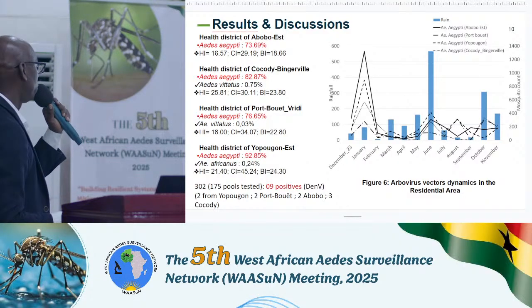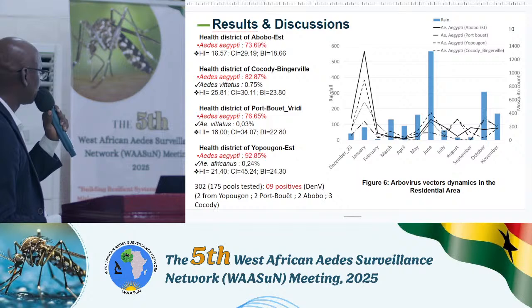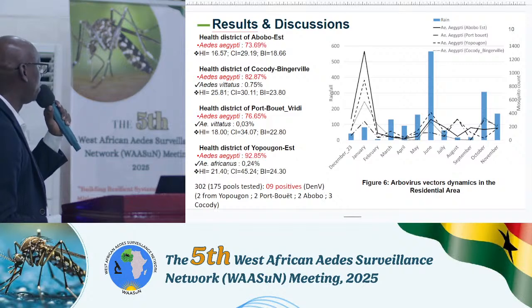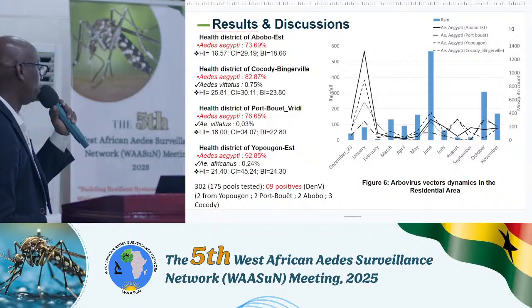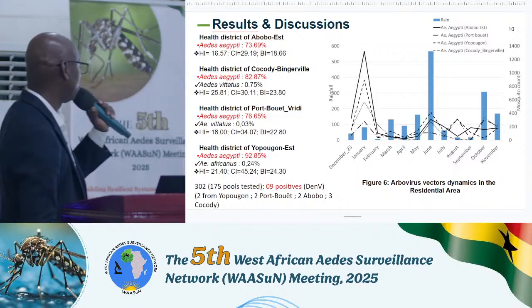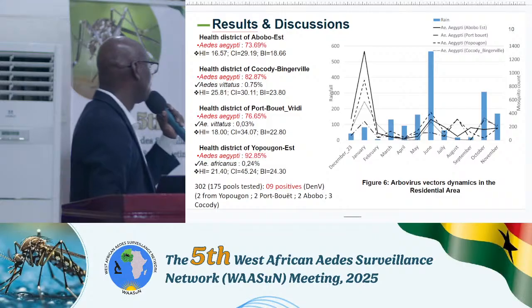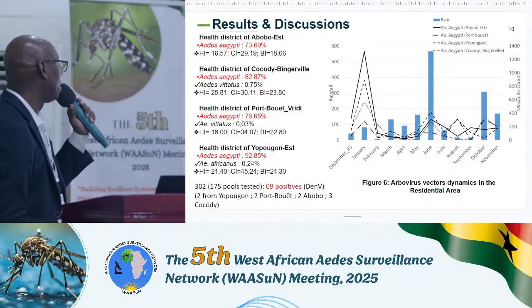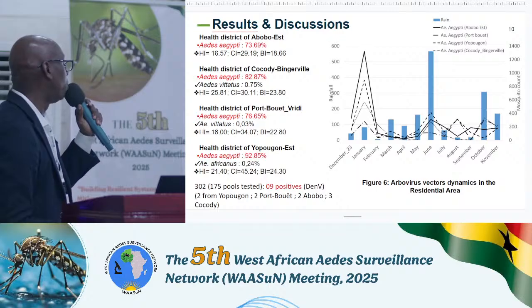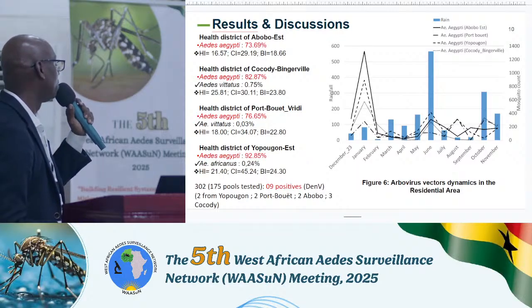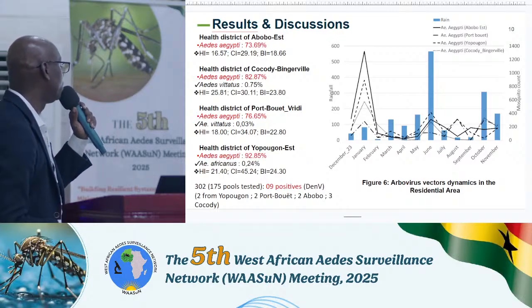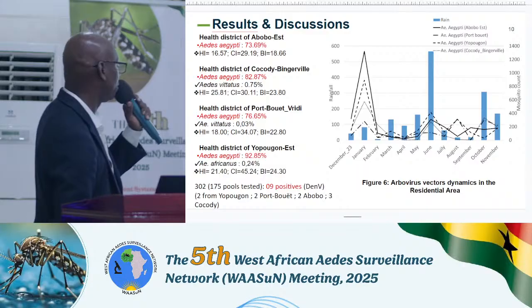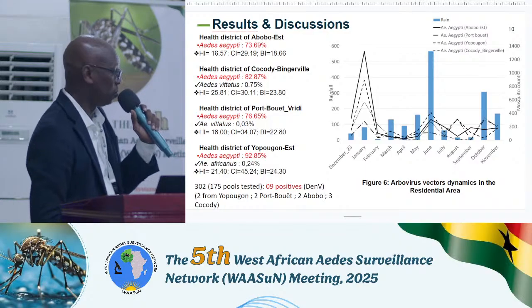So we pooled mosquitoes, 175 pools, and we have 9 positive for dengue virus: 2 in Yopougon, 2 in Port-Boué, 2 in Abobo, and 3 in Yopougon. The most common viruses are dengue 1 and dengue 2.